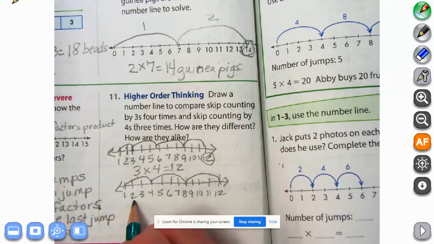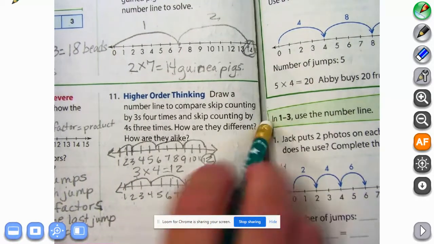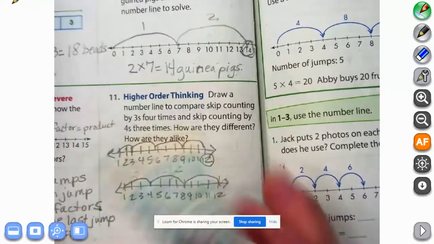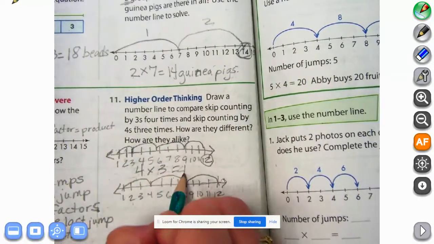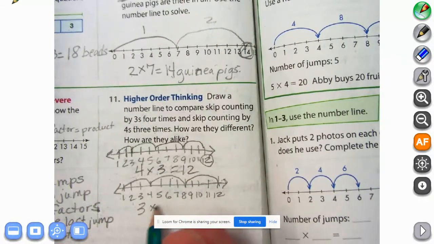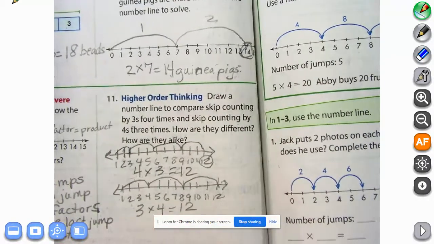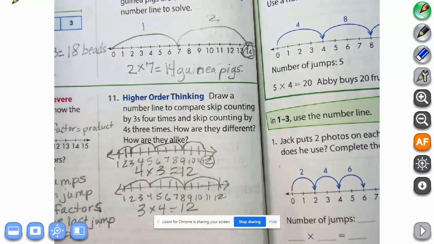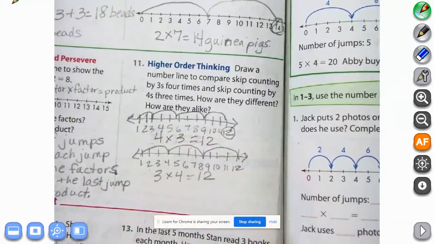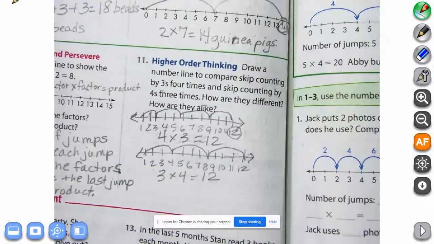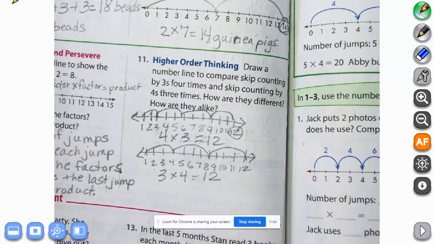So we have 4. Oh, I'm so sorry, guys. I switched these around. There's 4 jumps, and the jumps are size 3. This one is 3 jumps, and the jump sizes are 4. Thank goodness for erasers. We're going to learn that these are reversible. So that's in the associative property. So we're going to be learning that soon.